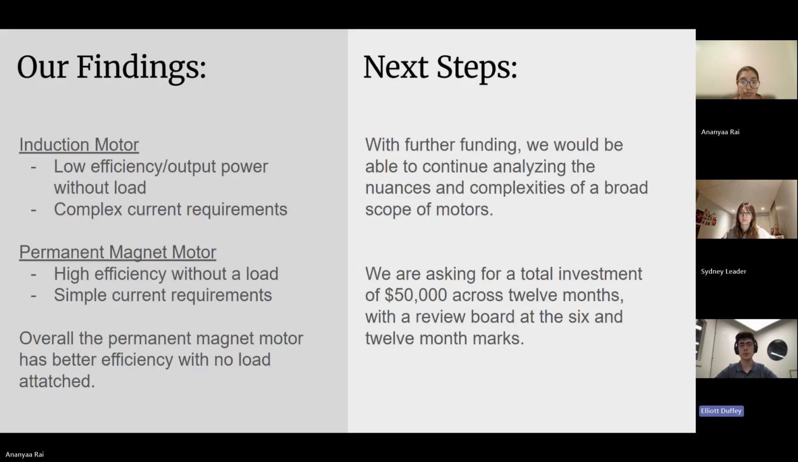We are asking for a total investment of $50,000 across the next 12 months, with a meeting with a review board at the 6 and 12-month points to look over the work and determine if additional funding is warranted. This funding would allow us to continue and expand our research in the ways described previously, and this research could reveal unique optimizations in motor design which could be utilized by industry.